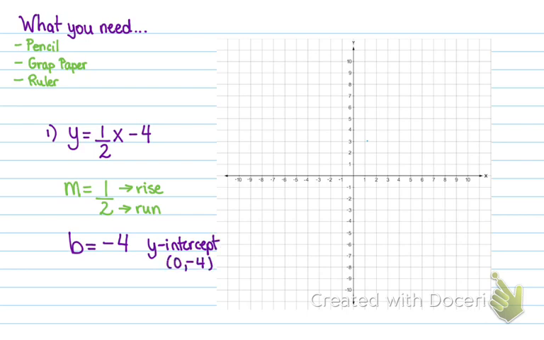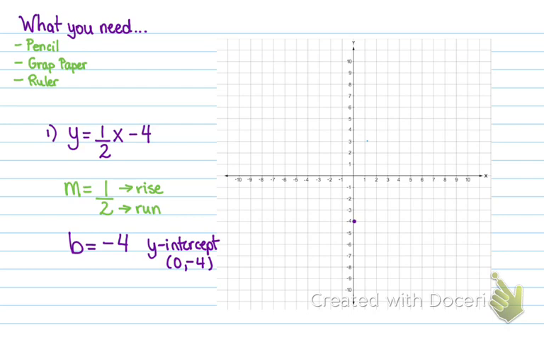Remember, this is the y-intercept, so it needs to be plotted on the y-axis. So let's go ahead and start with plotting that point. Always, step number 1, plot that point, the y-intercept. In this case, 0 and -4. So that's where my point is, -4 on the y-axis.